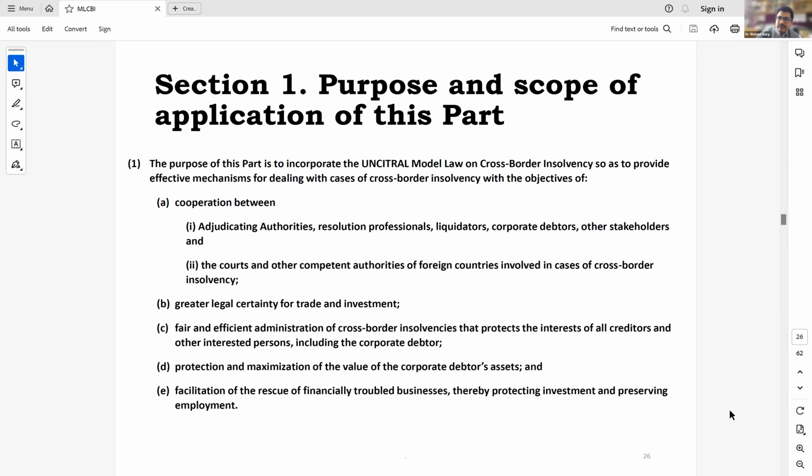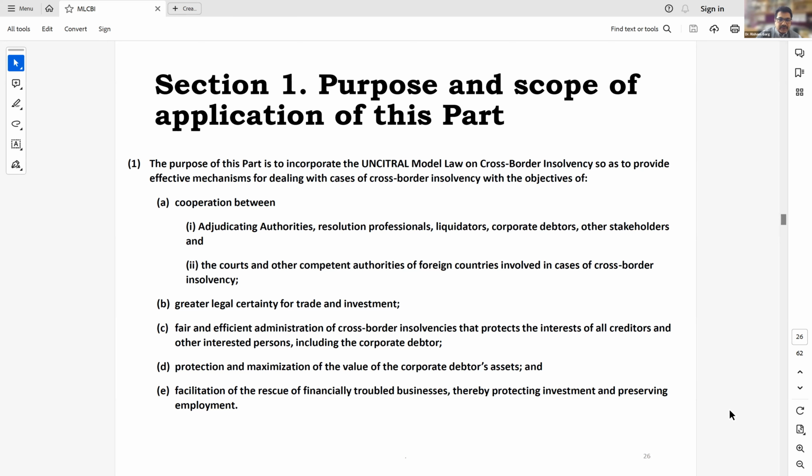So this is section 1 of Part Z, and the first line itself is very clear. It says emphatically, the purpose of this part is to incorporate the UNCITRAL Model Law on cross-border insolvency so as to provide an effective mechanism for dealing with the cases of cross-border insolvency. And the objectives are also succinctly and objectively clarified and laid down.